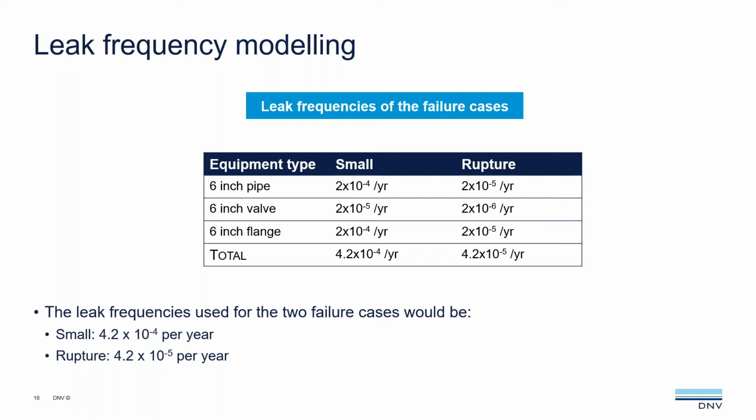And for the rupture failure case, the leak frequency is 4.2 times 10 to the minus 5. So that's a very simple example of how to combine historical leak frequency data, how to do a parts count, and how to combine the two pieces of information to give us the predicted leak frequencies. Here I just did it for a couple of failure cases. In reality, you could have several hundred failure cases, but the process is very much the same.